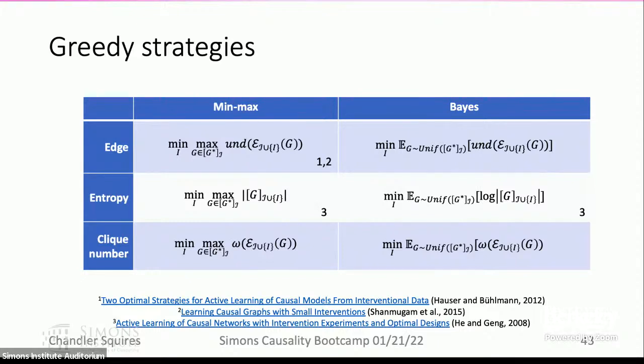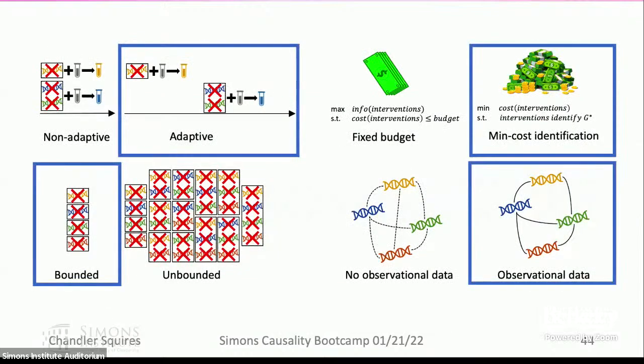You might be able to come up with other ways of quantifying besides worst case or average case. And you might be able to come up with other ways of quantifying the amount of remaining uncertainty. But this would be the style of a typical greedy algorithm here.